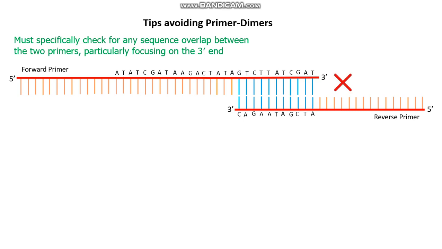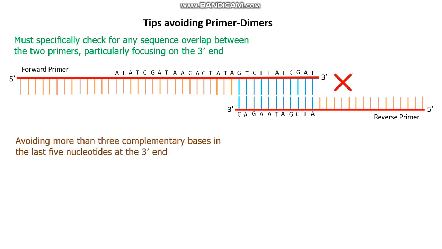This is not an accurate design. If you find this kind of overlap region at the 3' end, you need to redesign the primer. Also, you need to avoid complementary bases in the last 5 nucleotides at the 3' end, and also don't use a higher concentration of the primers.